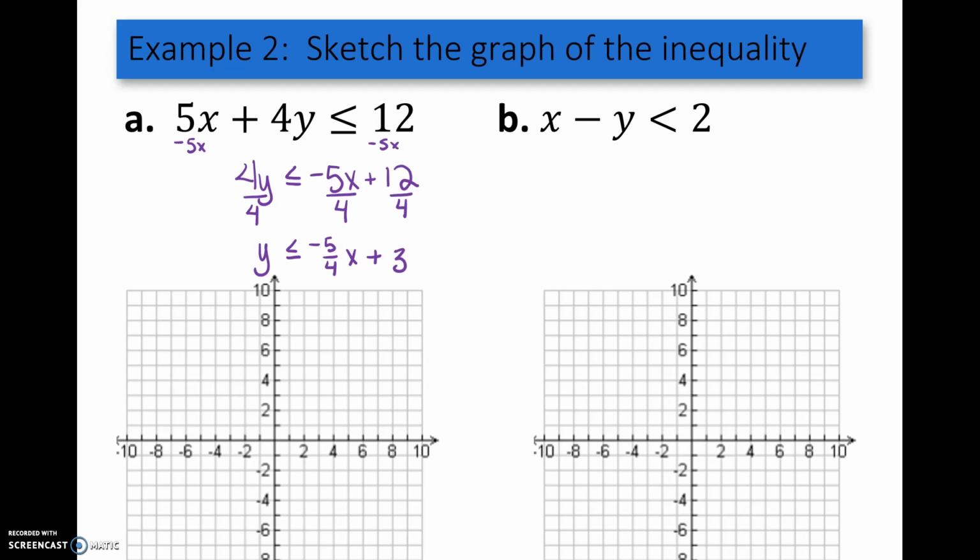To graph this, we start at 3 on the y-axis. Our slope is -5/4. That means, how do we move? Down 5, right 4. Down 5, you've used your negatives, so then right 4. You could reverse your slope and go up 5, in which case you haven't used the negative, so then you'd have to go left 4 to use the negative.